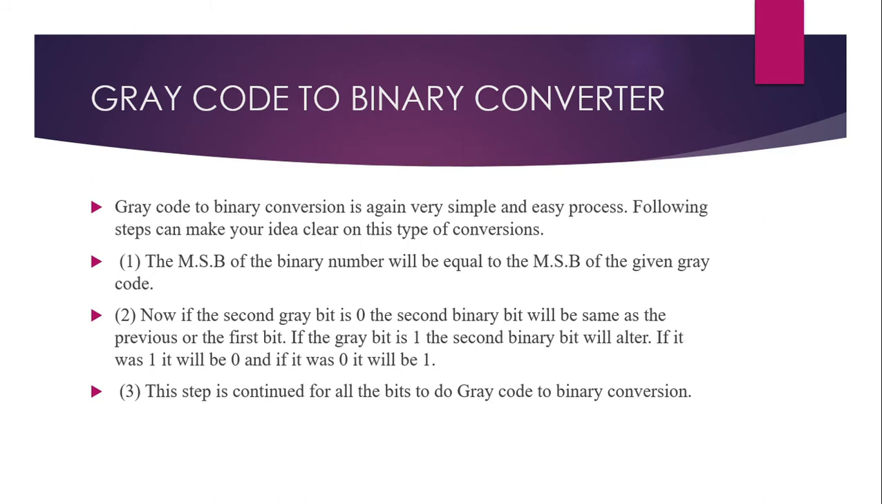This is the logic diagram for the binary to gray code conversion. Gray code to binary converter. Gray code to binary conversion is again a very simple and easy process. The most significant bit of the binary number will be equal to the most significant bit of the given gray code. If the second gray bit is 0, the second binary bit will be the same as the previous or the first bit. This step is continued for the gray code to binary conversion.